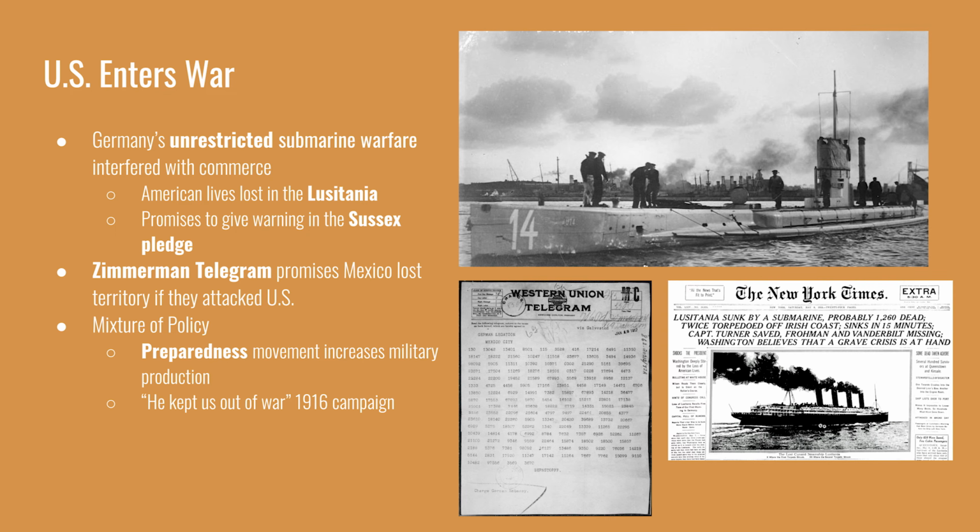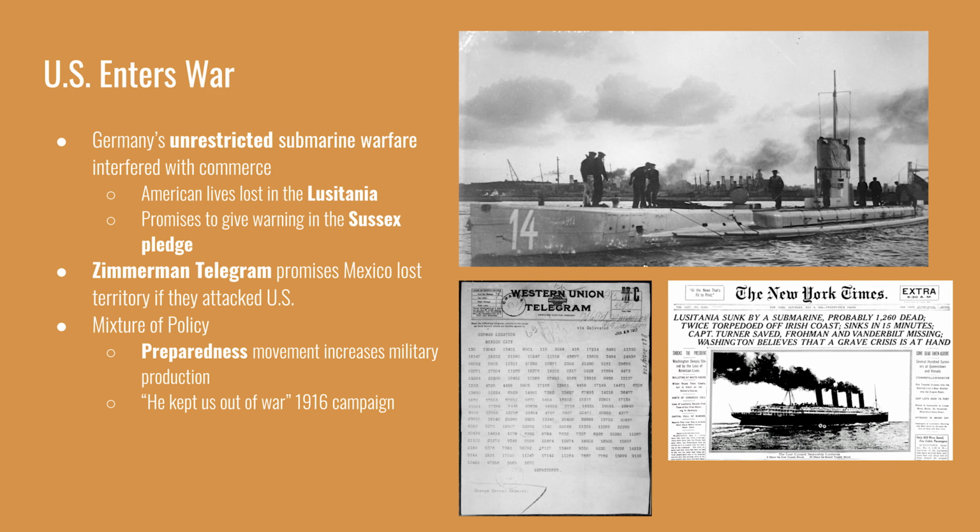To hedge against American interference, Germany made diplomatic overtures to Mexico in the Zimmermann telegram. They promised Mexico that if they attacked the U.S., they would have Germany's help in regaining lost territory from the 1845 Mexican-American War. The telegram was intercepted and decoded by the British and presented to the U.S., and it was enough for Woodrow Wilson to ask for Congress to declare war.